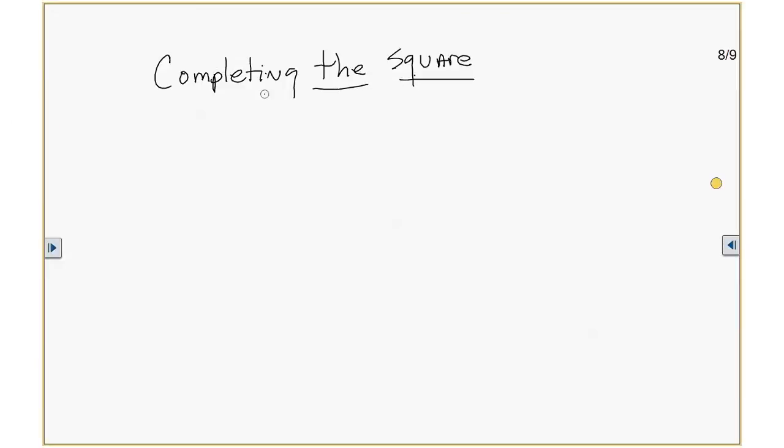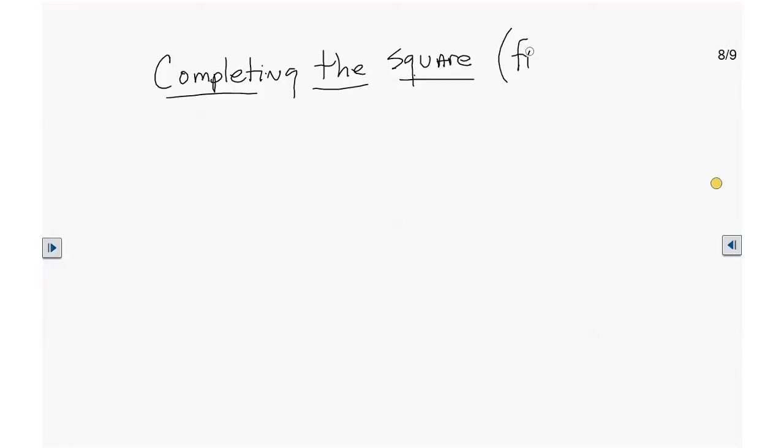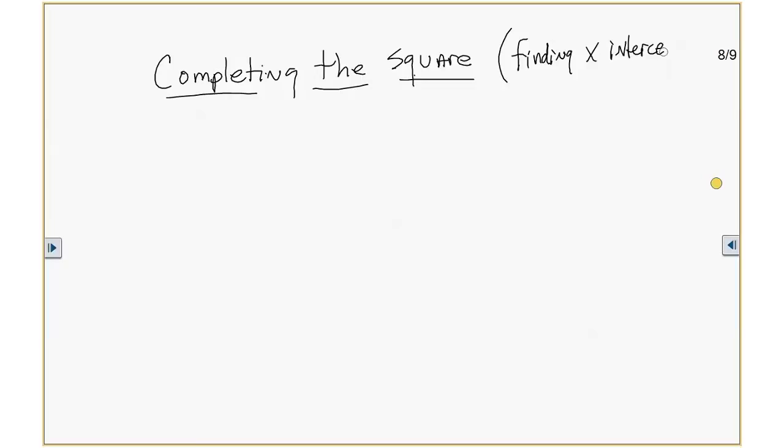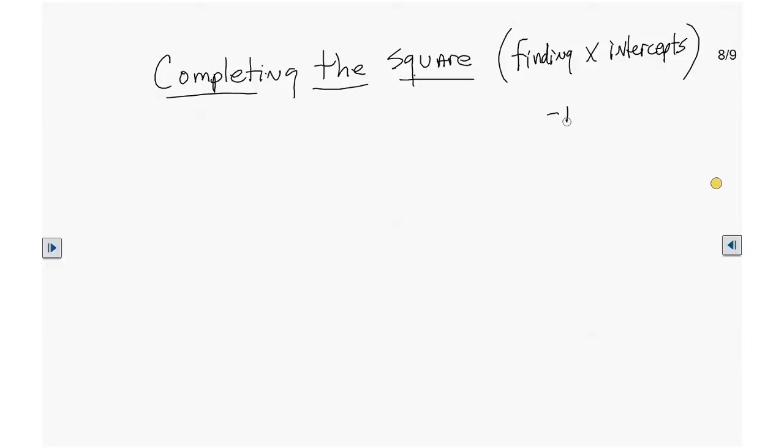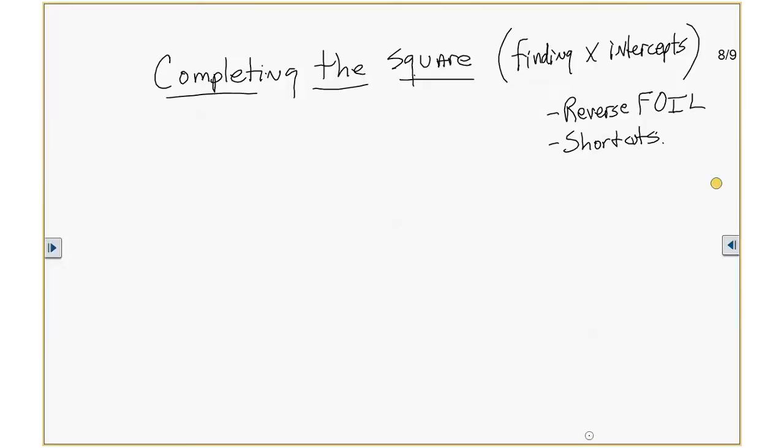Now, completing the square is just another way of finding the x-intercepts. The previous ways: reverse FOIL, which we've gone over, the shortcuts, and of course complete the square. Now you notice I left out one. I left out the quadratic formula.